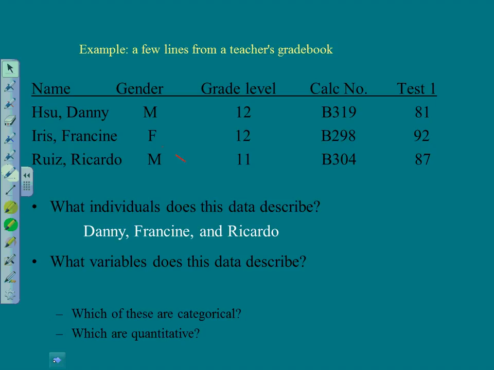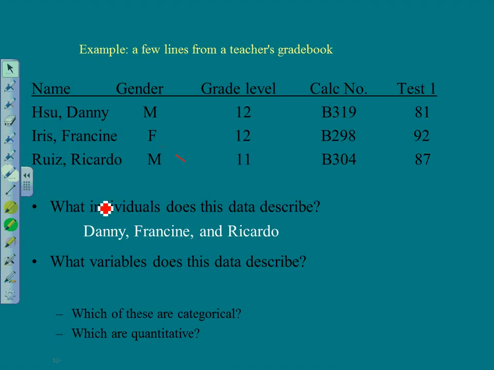What variables does the data describe? Exactly. All the rest of those columns are the variables. And which of them are categorical and which of them are quantitative? Yep. Right. So I would say yes on the gender. Yes, the grade level is quantitative. It's numerical. We can find the average. And yes on the test number.